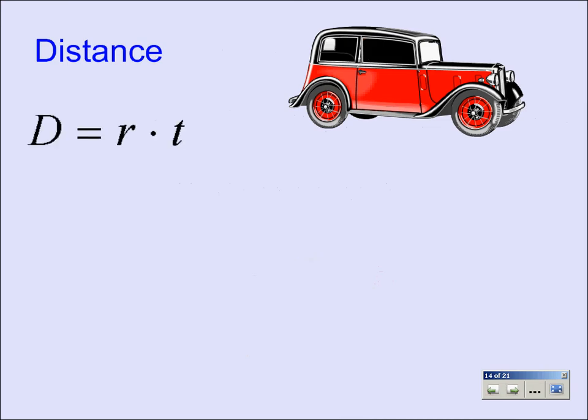The distance formula is set up this way, where D represents distance, R is the rate, and T is the time. Normally this is the way we're used to seeing it. We would substitute something in for rate and time and find out how far something went. But what if we were trying to set it up for the rate? How would this equation change?